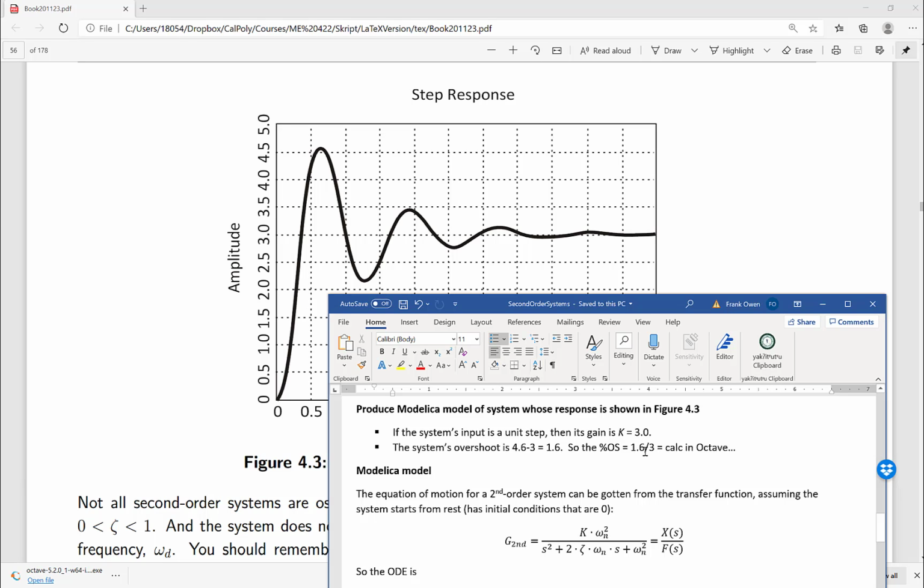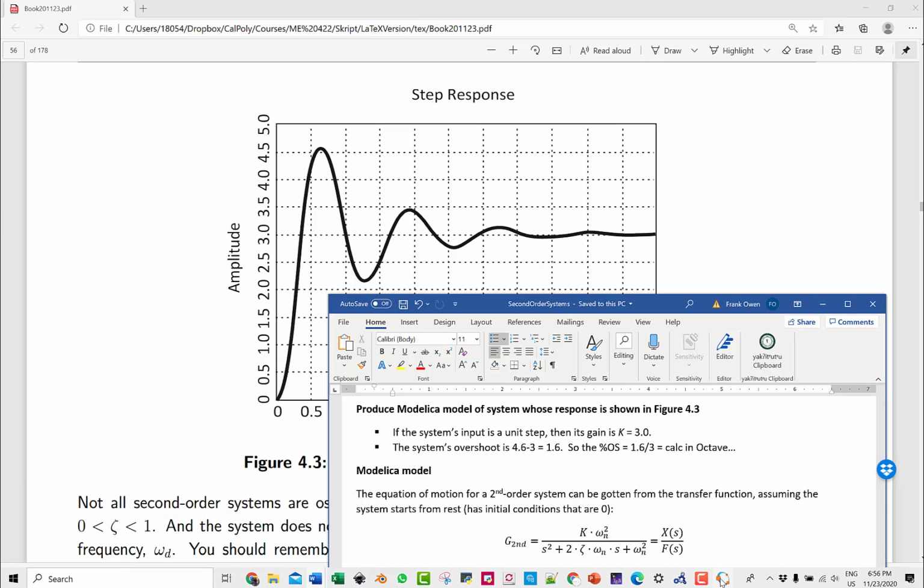So I'm going to use Octave, which is like MATLAB, to do my calculations, and the first thing that I need to calculate is the percent overshoot, and here's my formula for it. And you see where this number came from. 1.6 is the height from here to here, because it goes to 4.6, and you subtract the 3 off, and then I divide by 3 to get the percent overshoot.